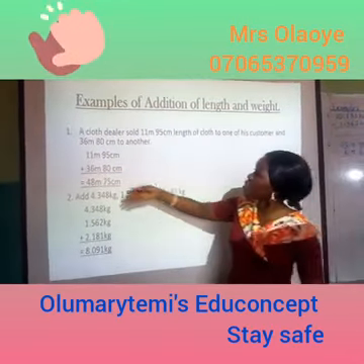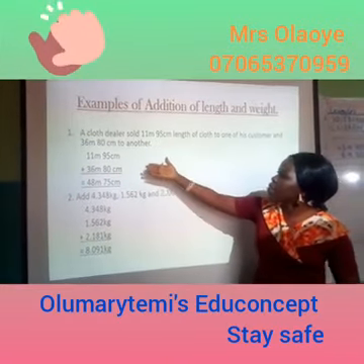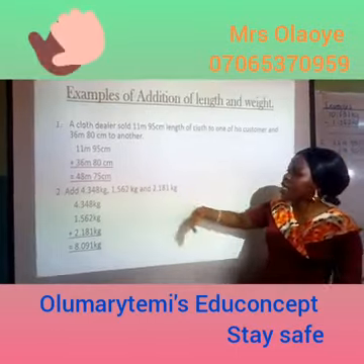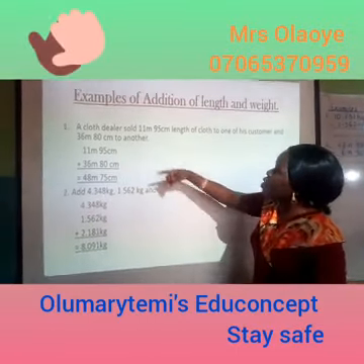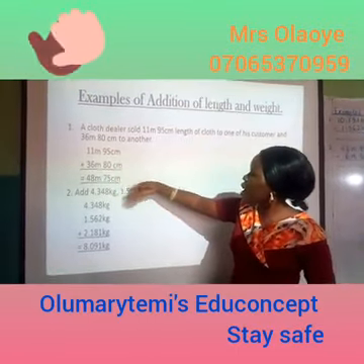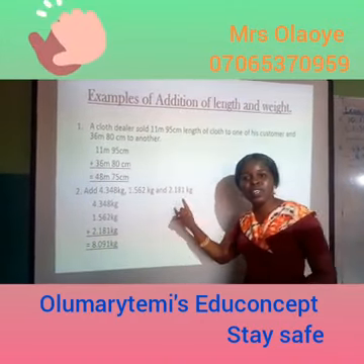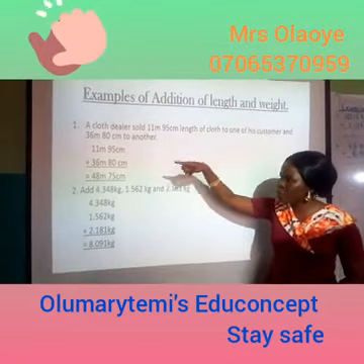So we simply place 11 meter 95 centimeter, and the other one 36 meter 80 centimeter, then we can add them. 5 plus 0 is what? 5. 9 plus 8 will give us what? 17. You put down your 7 and carry 1 to your meter.